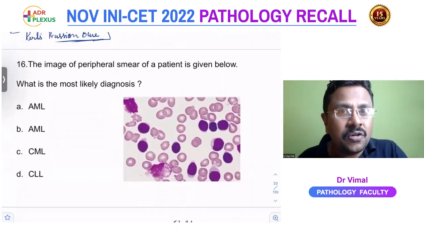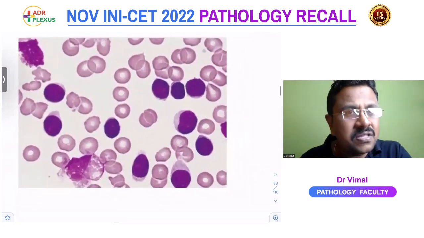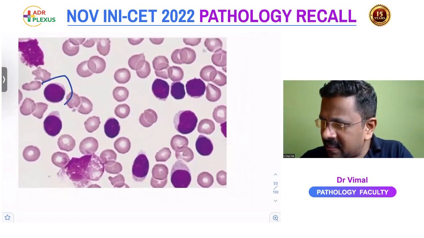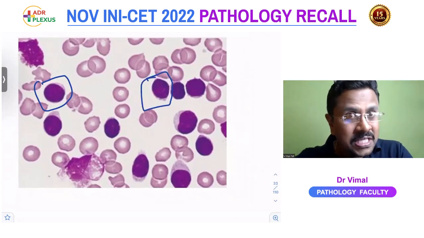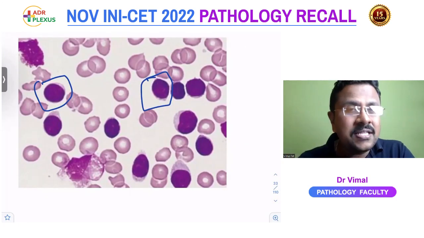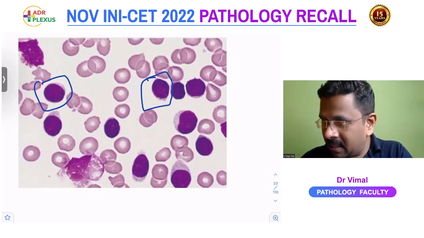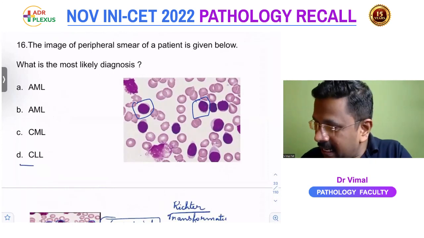They have given you the image of the peripheral smear of your patient and they've asked you the diagnosis. An image of similar nature was given in your exam. What you can see here is the mature lymphocyte. All these cells are mature lymphocytes, so it is a lymphoid tumor. Mature cells mean it is of chronic lymphoid origin. Out of this, the chronic lymphoid origin tumor is CLL.